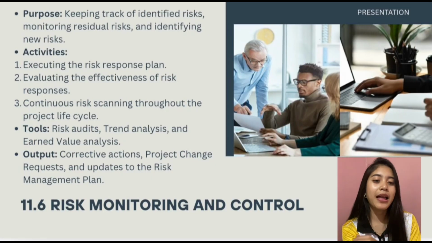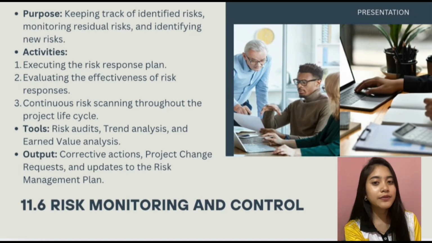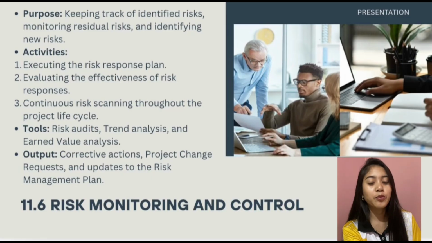One of the key activities in risk monitoring and controlling is executing the risk response plan. So this means the project team carries out the strategies that were planned earlier to address potential risks. Another important activity is evaluating the effectiveness of risk responses, so the team checks whether the implemented strategies are actually reducing the probability or the impact of the risk. If responses are not effective, adjustments may be needed.